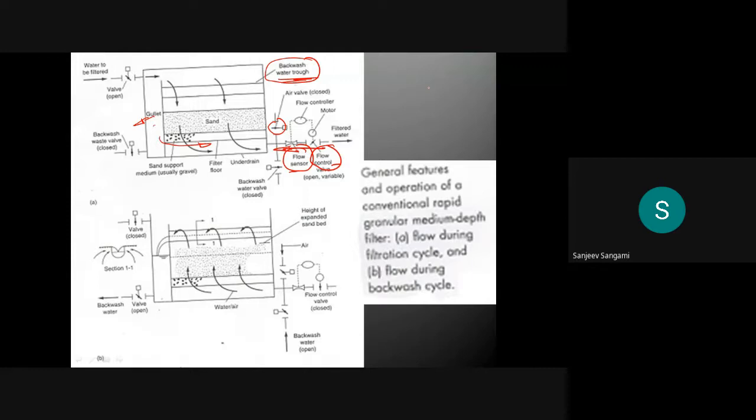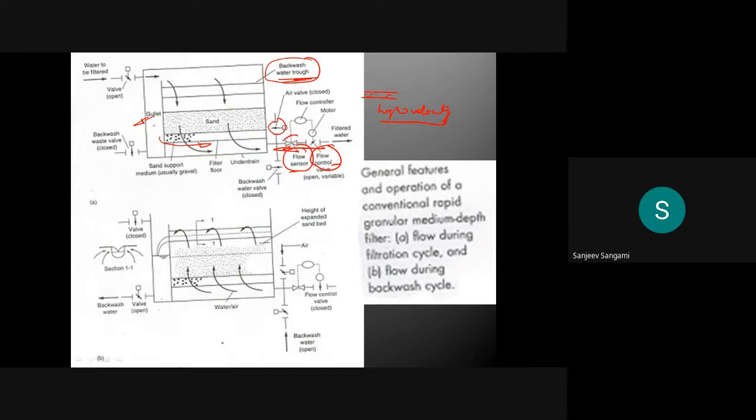How fast flow is required: suppose the sand filter bed is completely clogged, then the flow has to be increased with high velocity. Remember, with high velocity you have to increase.